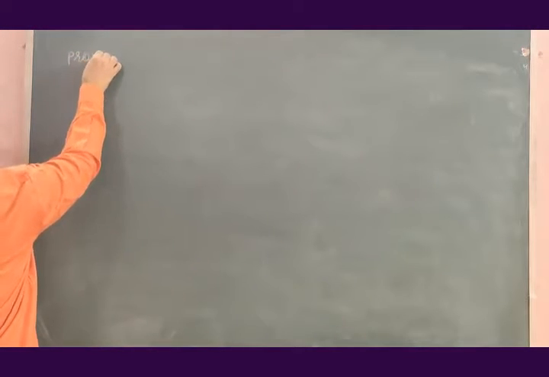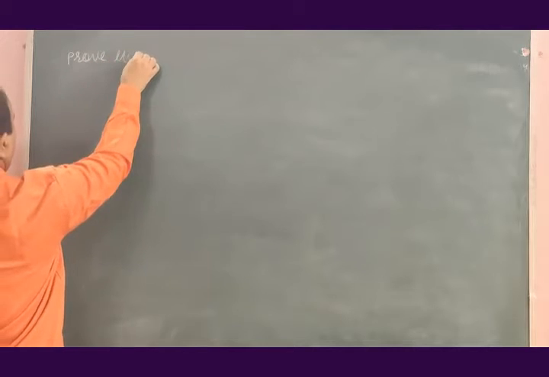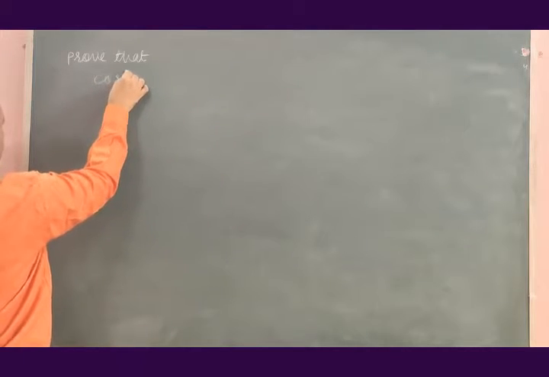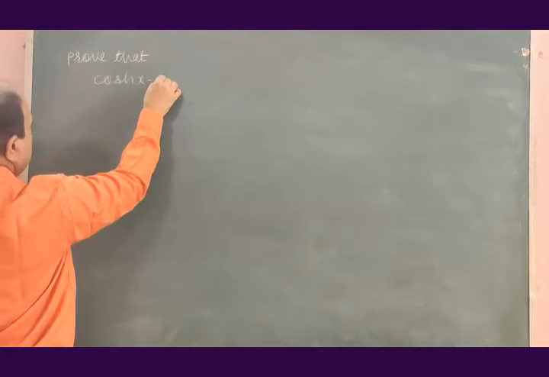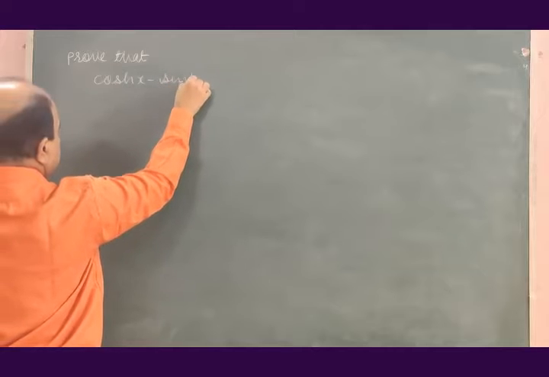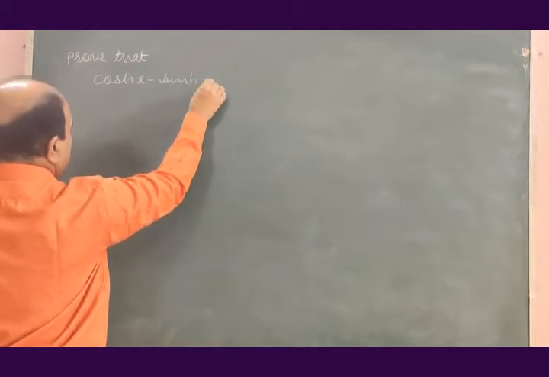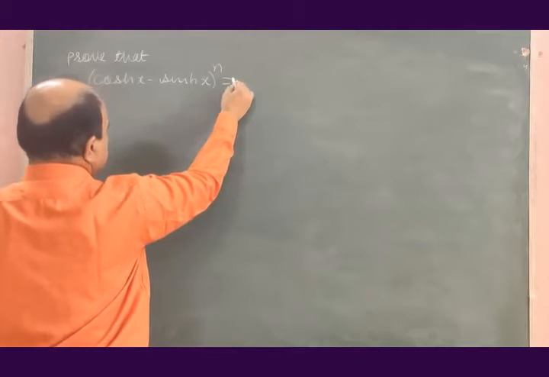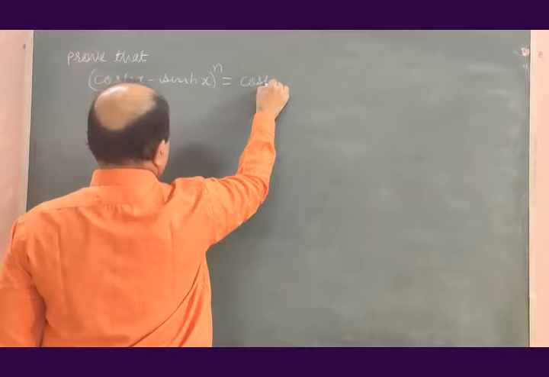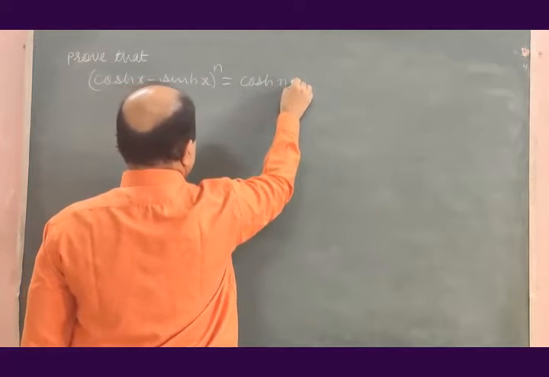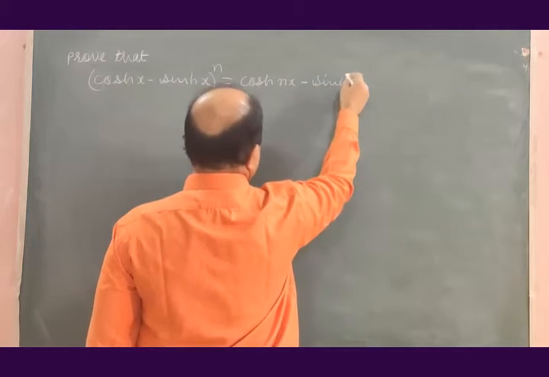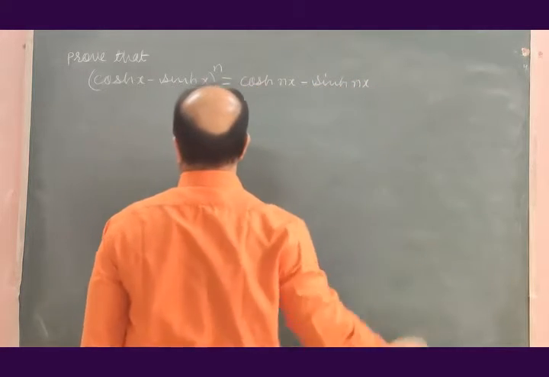Prove that cos hyperbolic x minus sin hyperbolic x to the power n is equal to cos hyperbolic nx minus sin hyperbolic nx.